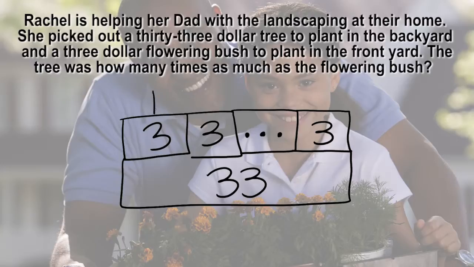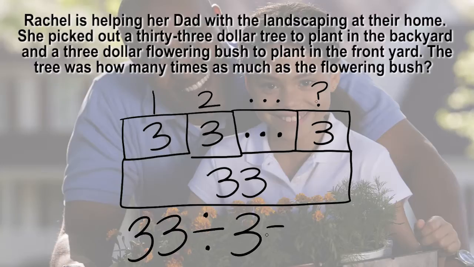It's helpful to number the groups as 1, 2, ... question mark, indicating that the total number of groups is unknown. Looking at our bar model, we can then write the equation 33 divided by 3 equals question mark. Using our division strategies, we can see that the tree is as much as 11 flowering bushes.